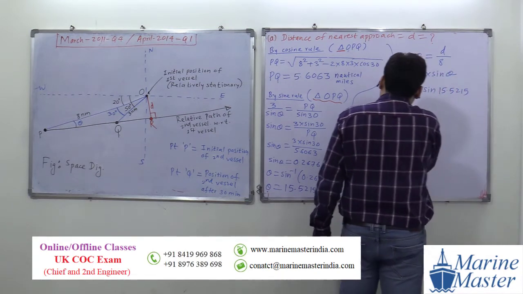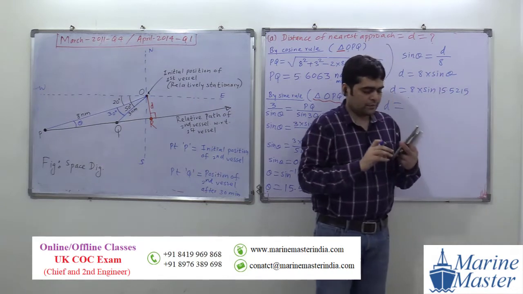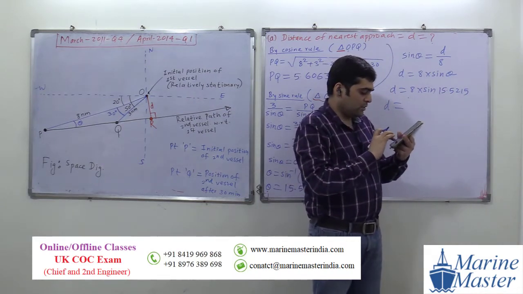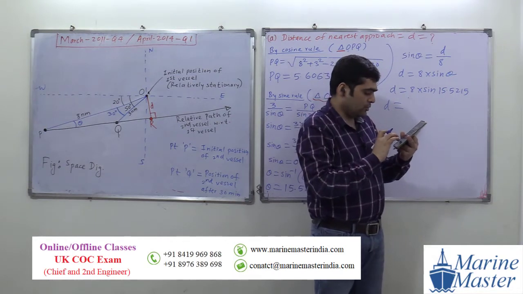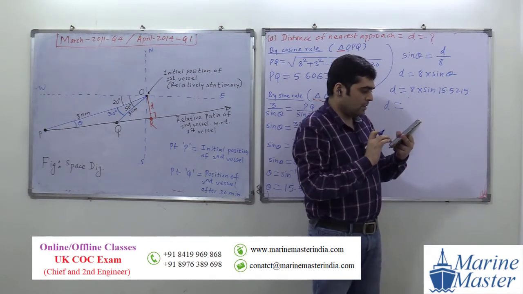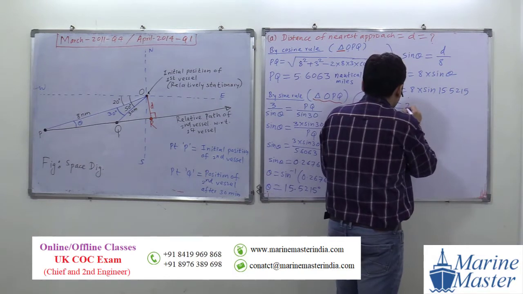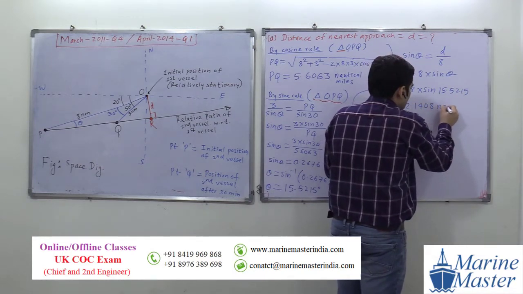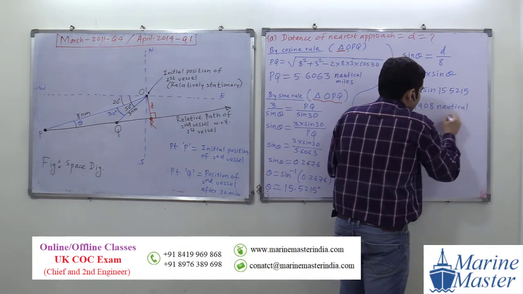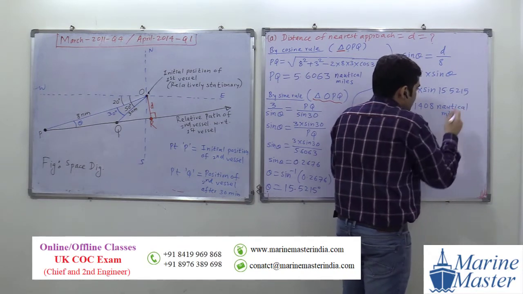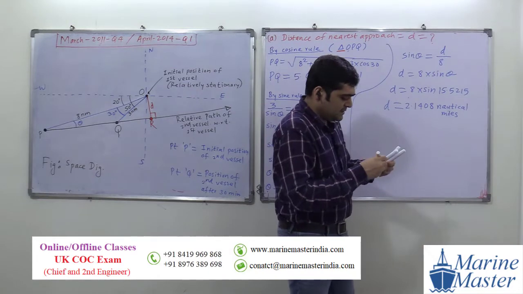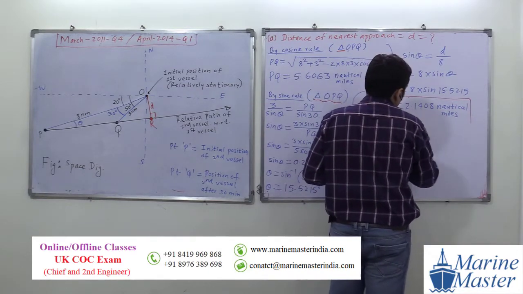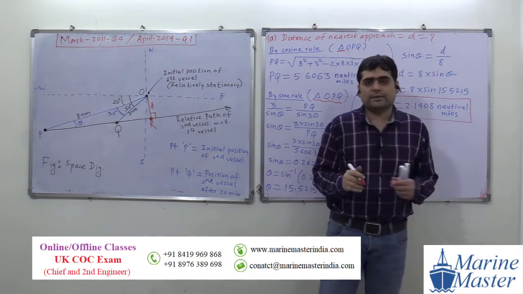15.5215. So what will be the D calculation? 8 into sine of 15.5215. How much, everyone? Distance of nearest approach: 2.1408 nautical miles. See, very simple discussion, guys. See the scenario here. Is this difficult, guys? Only understanding that drawing is the difficult task. Otherwise, things are very simple here.